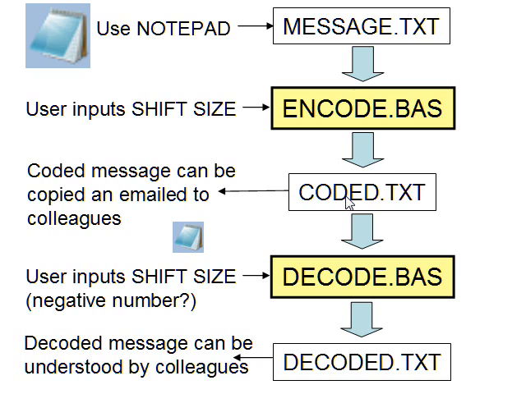Your decode.bas program reads the shifted message and asks the user how many places to unshift it. Then it decodes it and displays the decoded message to the user, or writes it to a file.